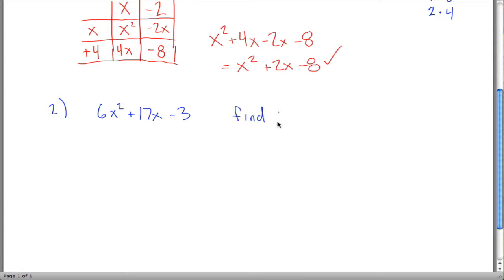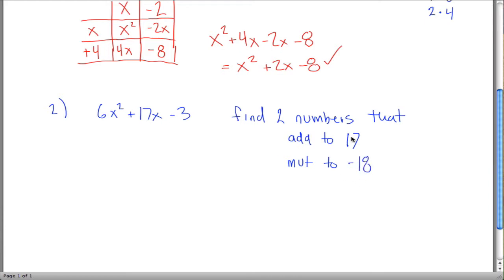You first find two numbers, similar to what we did before, except now we want them to add to whatever a times c is, whatever the coefficient on the x squared term is. Sorry, that's not true. You want them to add to the middle term. You want them to add to 17, but you want them to multiply to the coefficient on the x squared term times the constant term. So 6 times negative 3, we want these to multiply to negative 18.